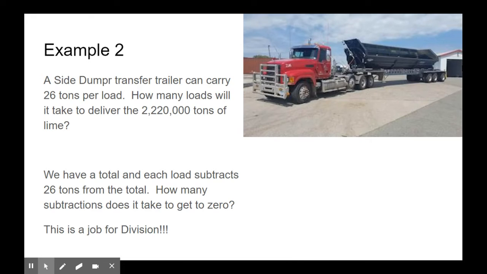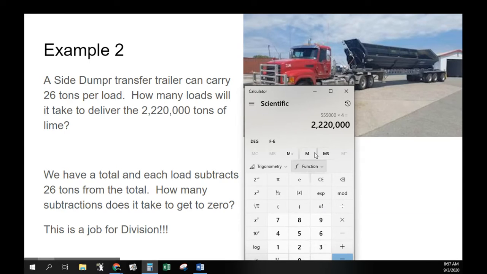So we're going to take the total, 2,220,000, and divide it by 26. We're dividing by how much we're subtracting off each time, and we get 85,384.61. Now I'm going to round this up to 85,385 because I want to make sure I get enough for the whole field. If I rounded down to 85,384, then I wouldn't have enough for that last few acres.